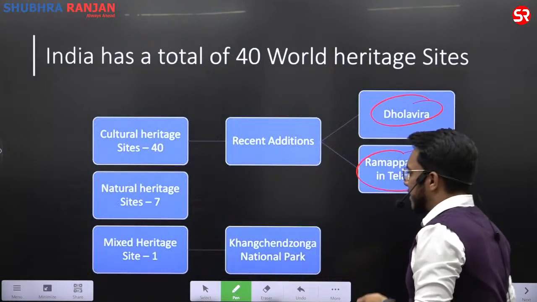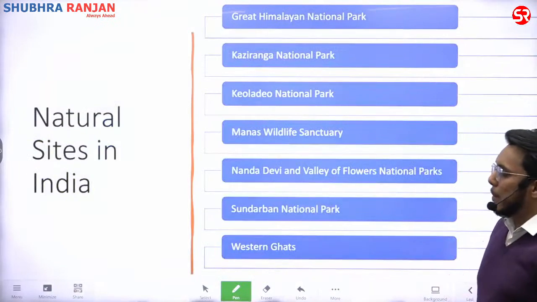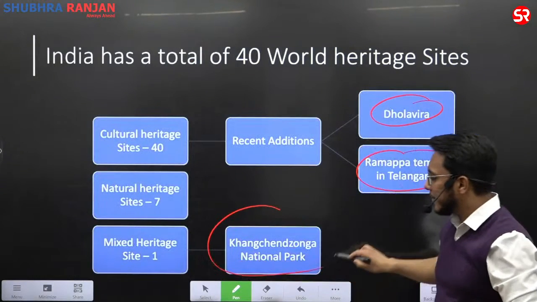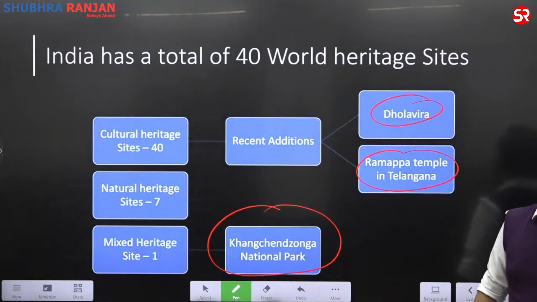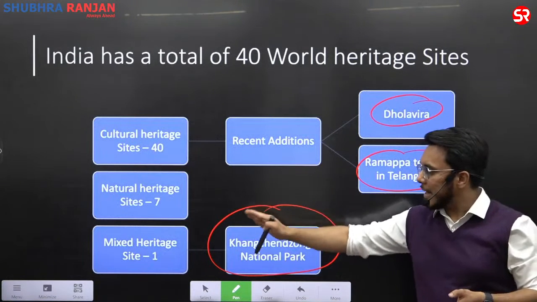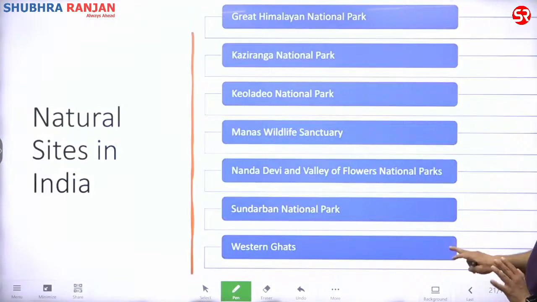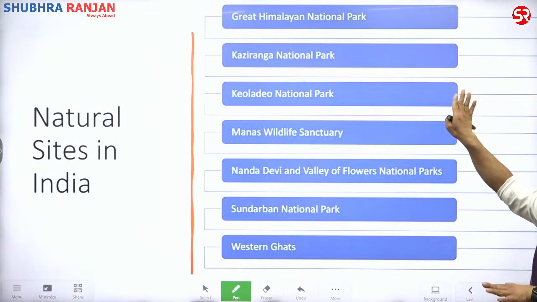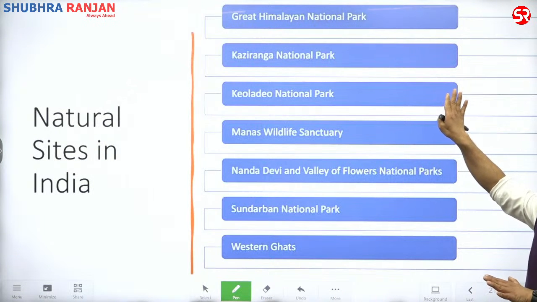So we have cultural sites, we have natural sites, and we have mixed heritage sites. Within mixed heritage sites, there is only one, that is Kanchenjunga National Park. Is it clear or not? So we have cultural sites, natural heritage sites, and mixed sites. Okay? These are the natural sites. You can just look at that. Is it understandable or not?